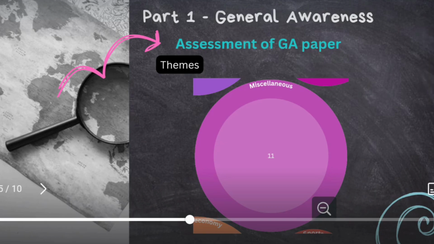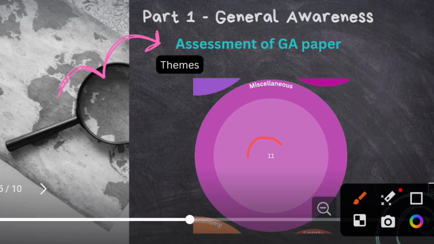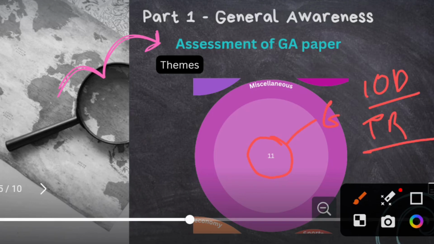Now there were some miscellaneous questions as well. By miscellaneous I mean which cannot be categorized in one uniform category. So like questions from environment were there. There was question on Indian Ocean dipole. So that would come under a miscellaneous category.